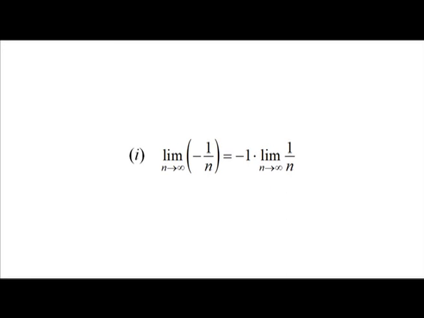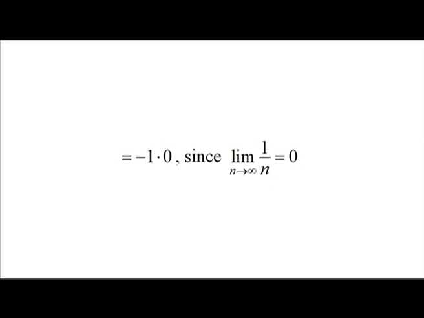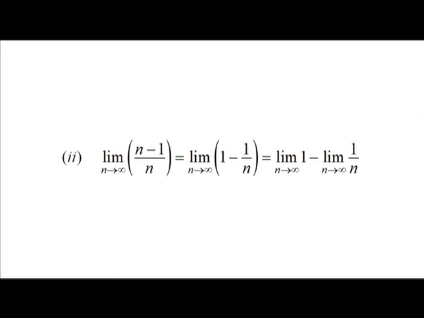First one, the limit of −1/n as n approaches infinity equals −1 times the limit of 1/n as n approaches infinity by the constant multiple rule, which is equal to −1 times 0, since the limit of 1/n as n approaches infinity is 0, which is equal to 0. Second one, the limit of (n − 1)/n as n approaches infinity equals the limit of 1 − 1/n, which is equal to the limit of 1 minus the limit of 1/n as n approaches infinity by the difference rule, which is equal to 1 − 0.